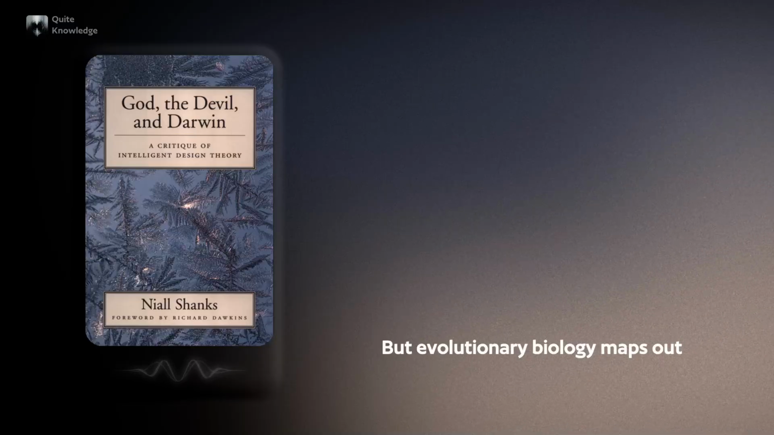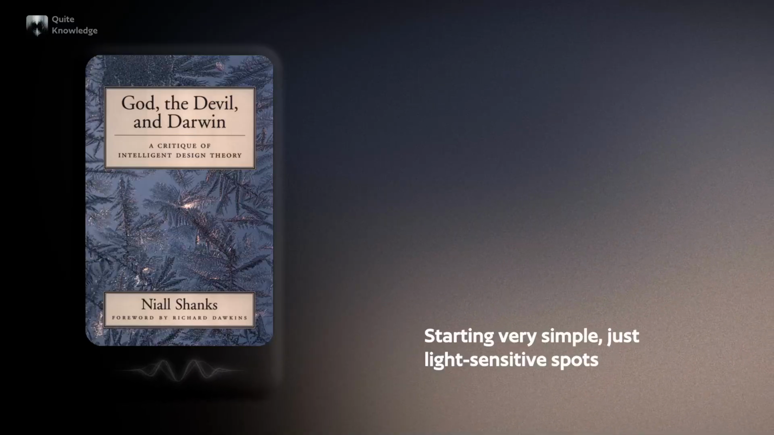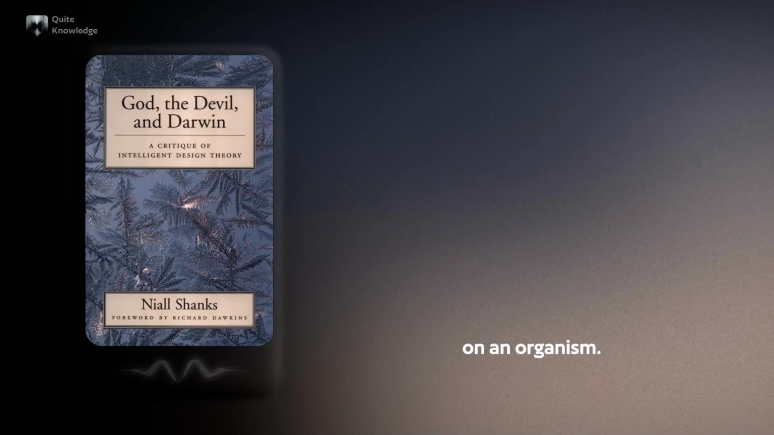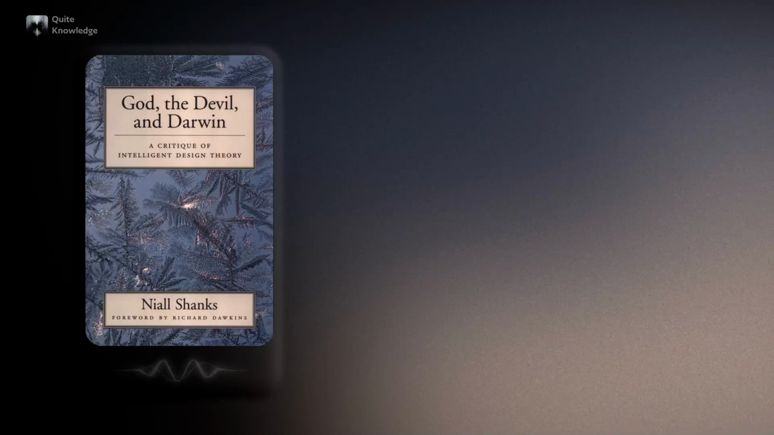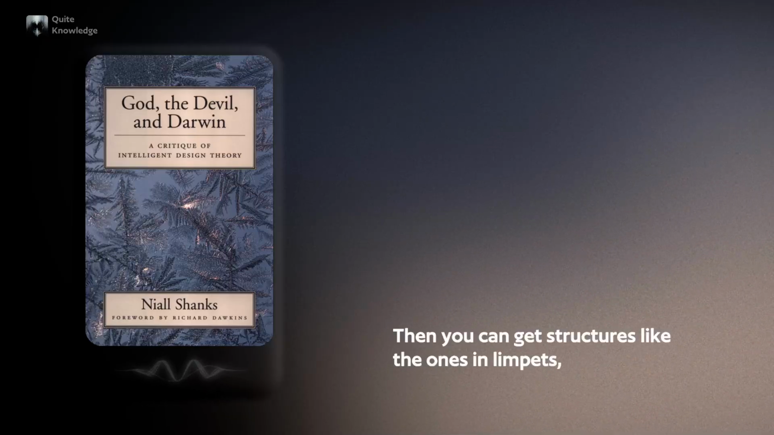But evolutionary biology maps out a very clear, continuous pathway. Starting very simple, just light-sensitive spots on an organism. Even that gives a huge advantage, knowing light from dark. Then you can get structures like the ones in limpets, Patella.